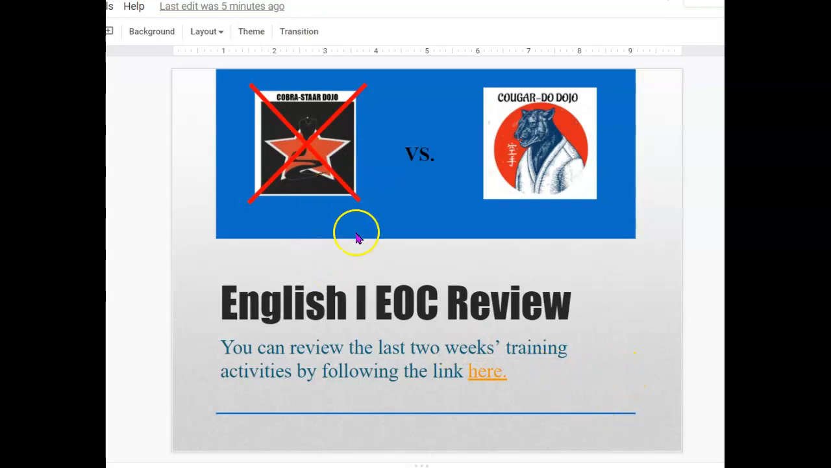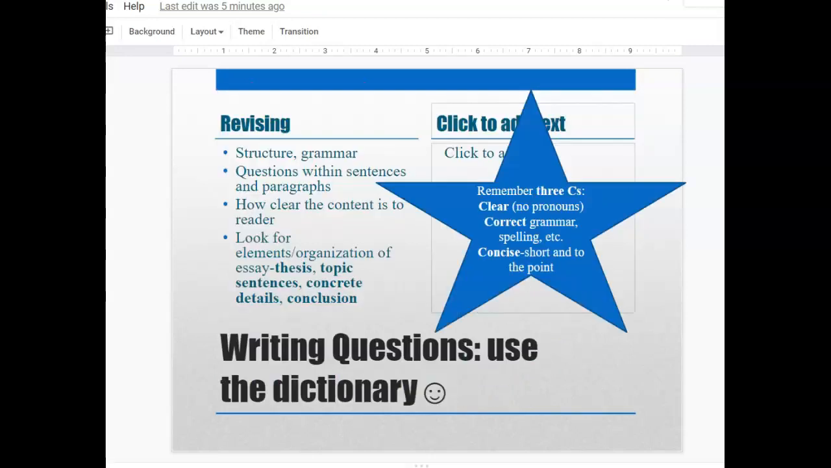So we're going to face the Cobra Star Dojo, and we're going to defeat them. We're not going to fall for their snaky tricks, okay? You can review your last 2 weeks' training activities by following this link in the slideshow too. So I've linked the rubric here for you. But let's go through the test.